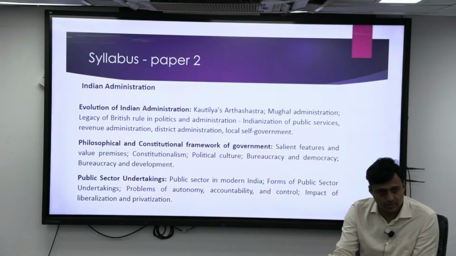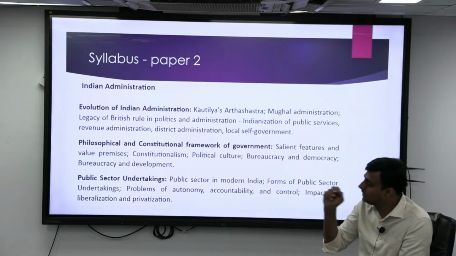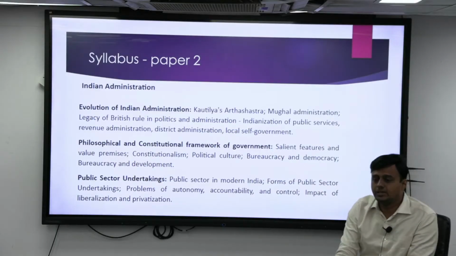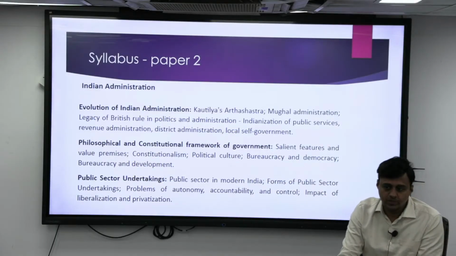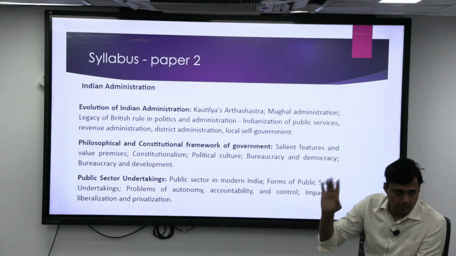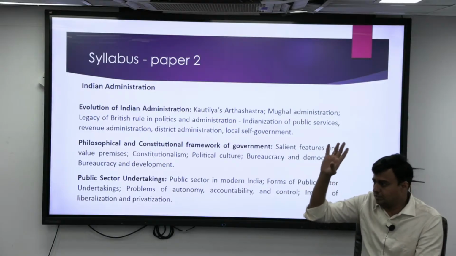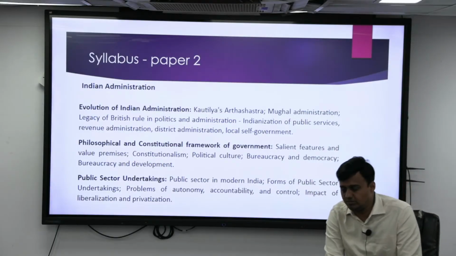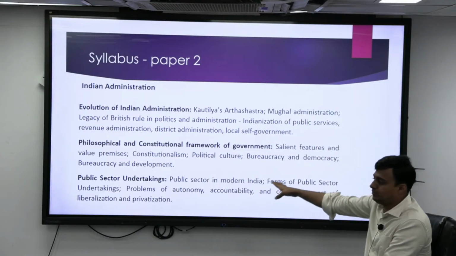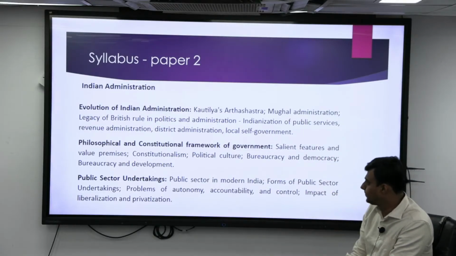IAS, IPS is a British idea, judiciary is a British idea. That is what you call the legacy of British rule in Indian politics and administration. Then you have philosophy. That's the second chapter, which is nothing but your preamble. If polity is done, fine; if not, don't worry, we'll discuss it later. That's nothing but your philosophical constitutional framework, plus you have a few other extra topics that we'll discuss later.